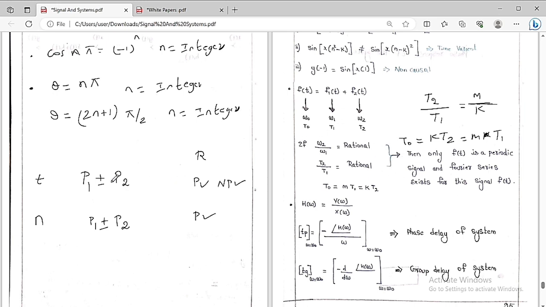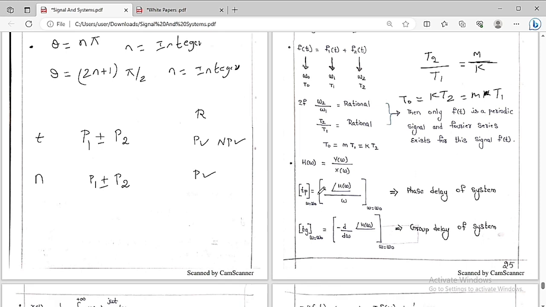I already told you, in the case of continuous time, when you add or subtract two periodic signals, the resultant signal may or may not be periodic. And in the case of discrete time domain, if you add or subtract two periodic signals, the resultant signal is always periodic. In this case, if omega 2 by omega 1 is rational, the signal is periodic. If omega 2 by omega 1 is irrational, then it is non-periodic. A rational number is a number in the form of P by Q, where P and Q are integers. Irrational means it is not in the form of P by Q.